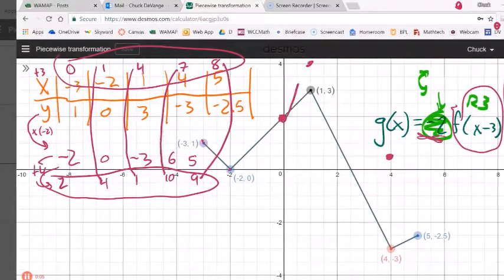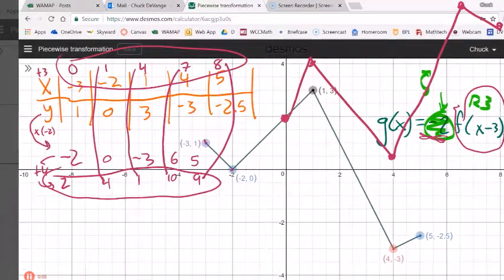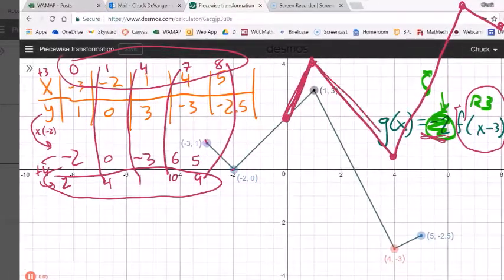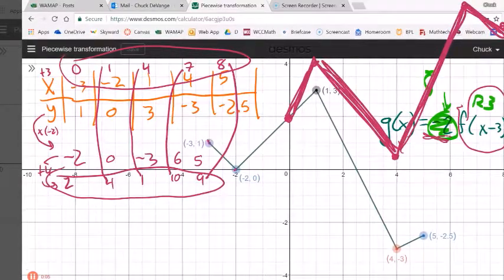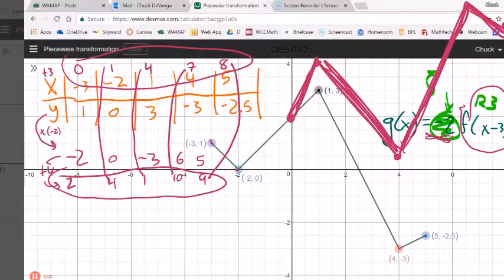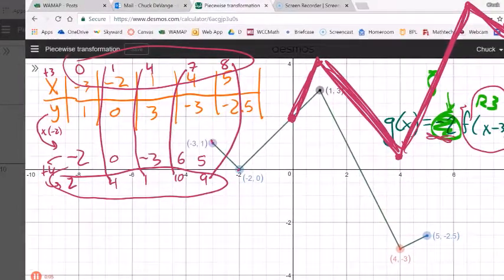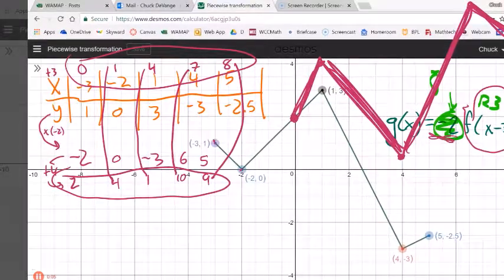So this should look then like that. I know that's kind of messy, but hopefully you can get that idea of what we did, those transformations, do them off the table, and then translate them to the graph. Or if you can just visualize it in the graph, you could do it that way as well. Give the problems in the set a try. Send me any questions that you have.